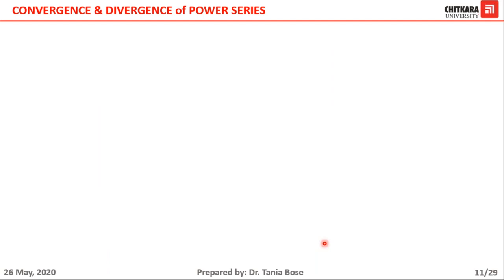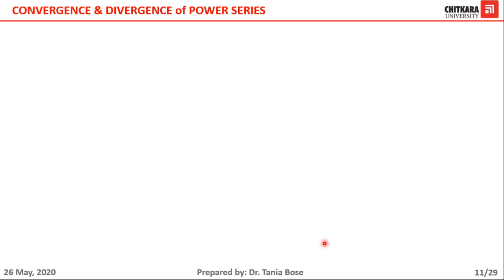Next, we will talk about the convergence and divergence of a power series. Now, what do you mean by convergence and divergence? Like you do in physics, we say that a ray of light converges at, suppose, the focus. So what does it mean? That all the rays are concentrating at the focal point. Similarly, if I say that the rays of light are diverging, that means they do not meet. They are moving away from a particular point.